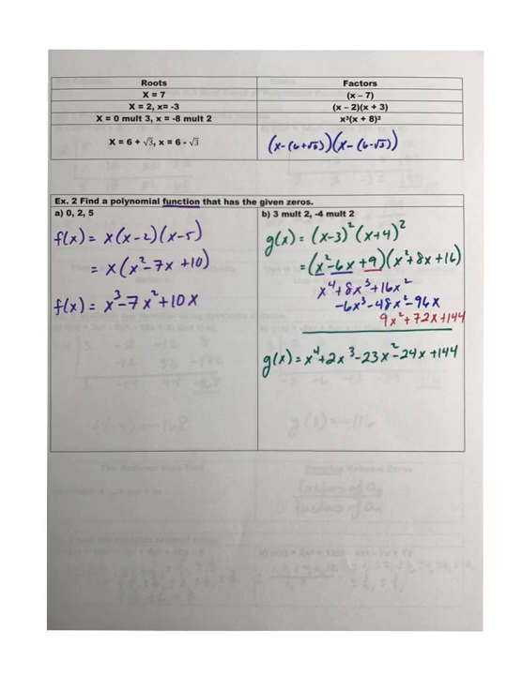Add all my like terms together, and we get g of x equals x to the 4th plus 2x cubed minus 23x squared minus 24x plus 144. And that's it. So this could have been f of x, g of x, h of x, whatever, but just make sure you put something there so it's a function. Otherwise, it's an expression, not a function. And that finishes up page 2.